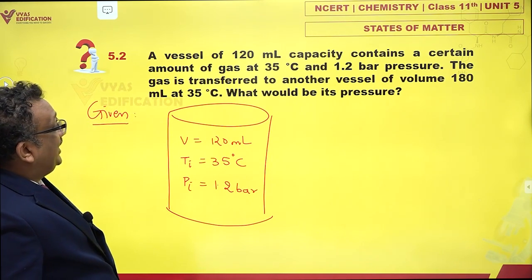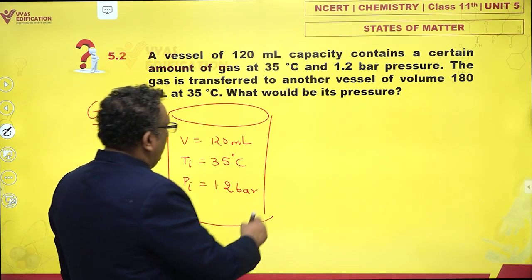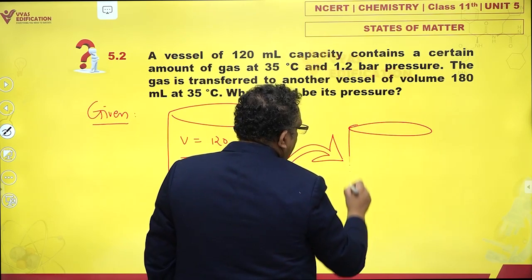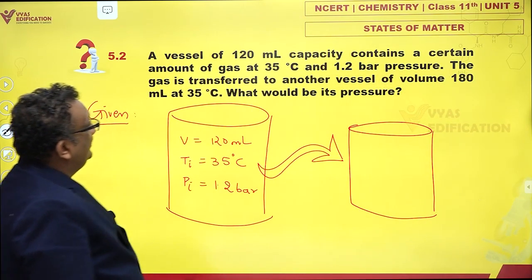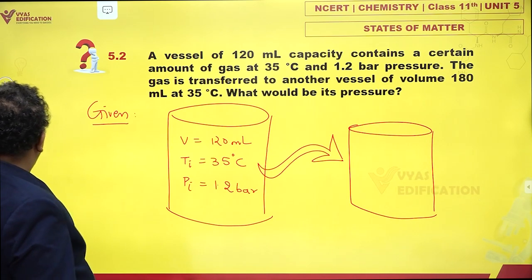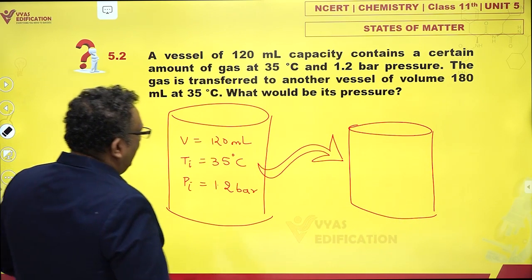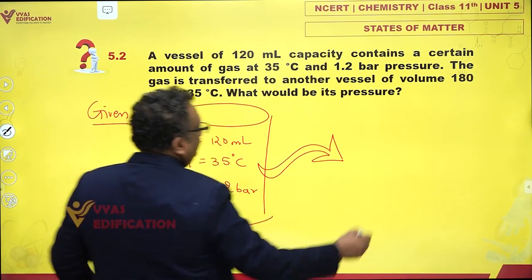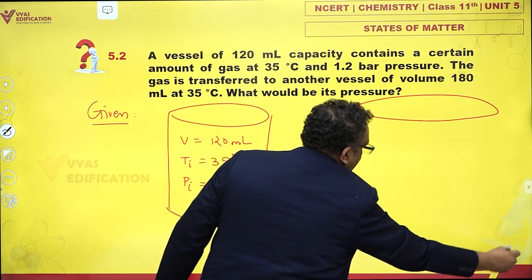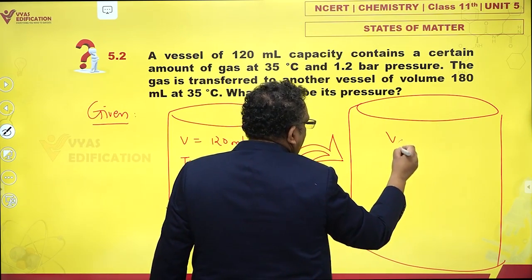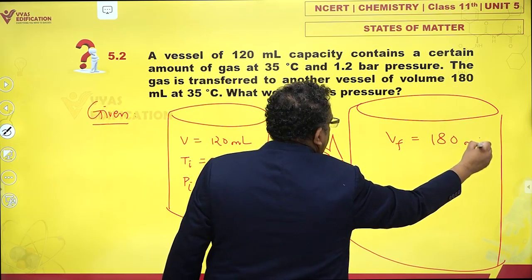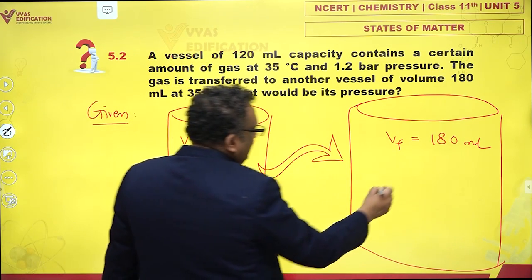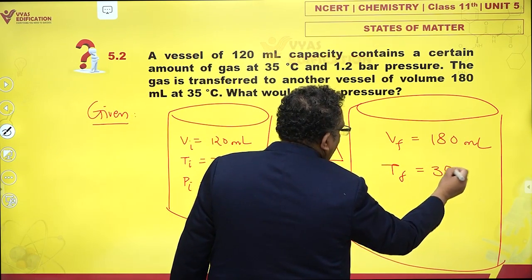Perfect. The gas is transferred to another vessel. That means this gas is now being transferred to another vessel. Fine. Of volume 180 ml. This is a bigger vessel seemingly. Well, let me at least make it look bigger. Now, V final is 180 ml. This is initial. At 35 degrees Celsius, temperature finally is also 35 degrees Celsius.